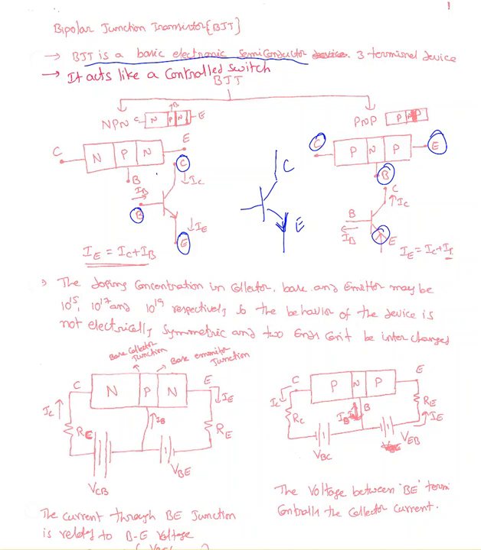Here the current IE equals IC plus IB. IB is really very small, in microamperes. In most cases IE equals IC, but we're not going to take IE equal to IC in this video or in this chapter.